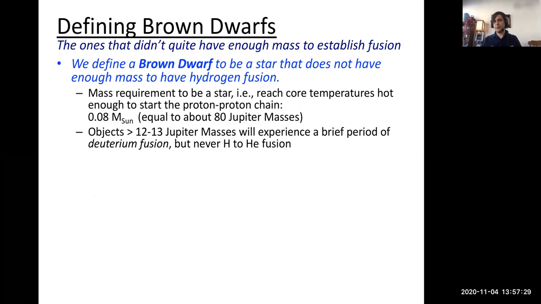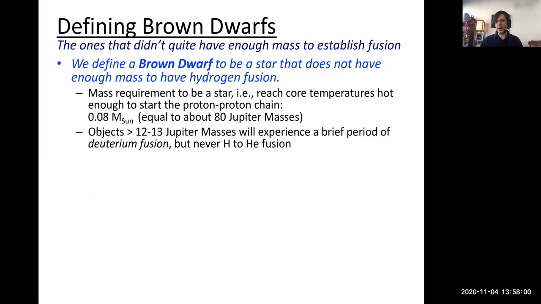One, a brown dwarf can form in isolation. You can't form a Jupiter planet in isolation. But even more so, there are mass requirements that correlate to something physical happening in the star. So the mass requirement to be a star, in other words, to reach core temperatures to kick off that proton-proton chain, to reach a core temperature of 10 million Kelvin, the total amount of mass for that object needs to be about 8% the mass of the sun, 0.08 solar masses.